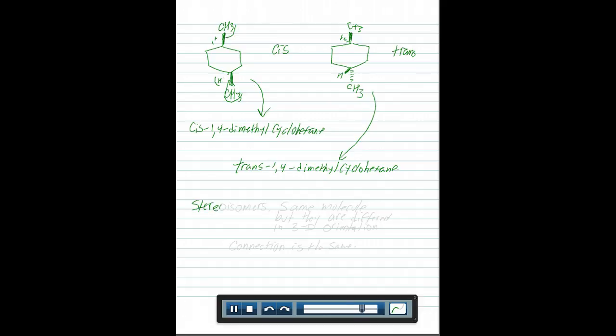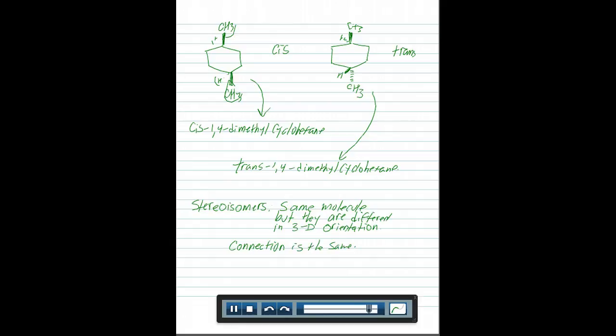We learned about constitutional isomers, same formula, but the structures are completely different. Stereoisomers are the same molecule, but they are different in three dimensions, let's call it a 3D orientation. They are connected to the same atoms. That's the important thing. The connection is the same.